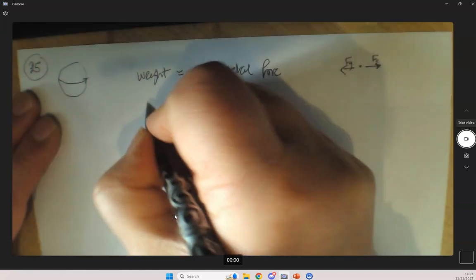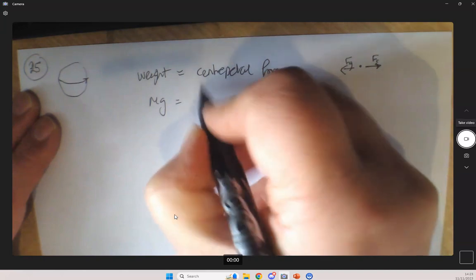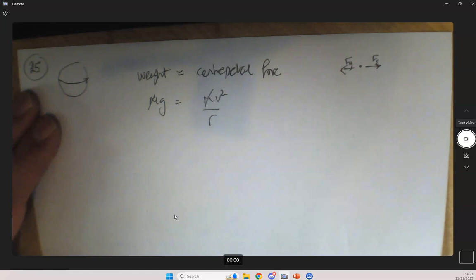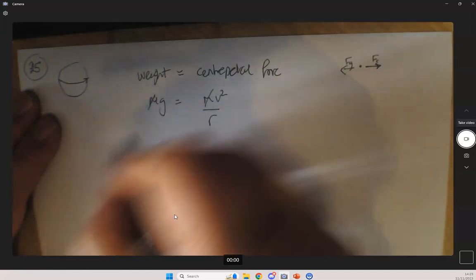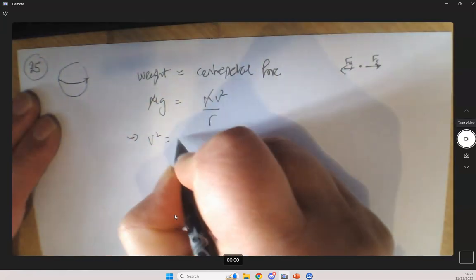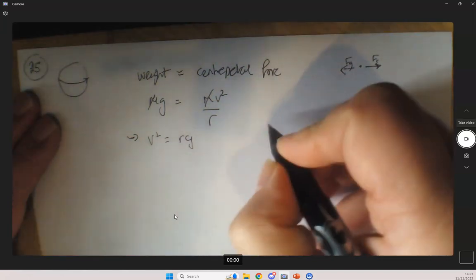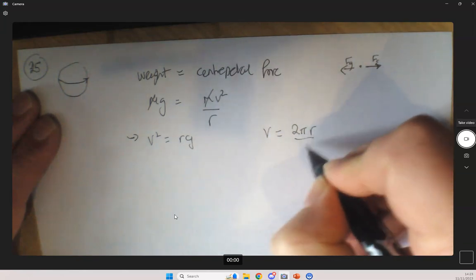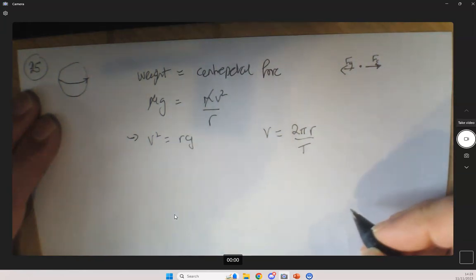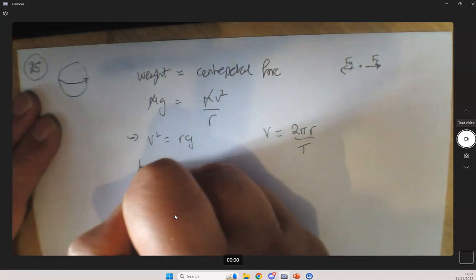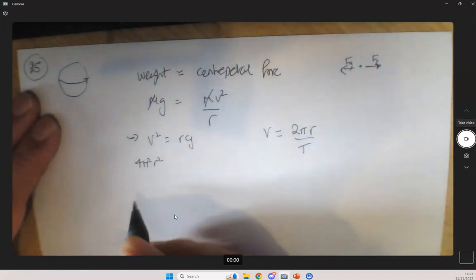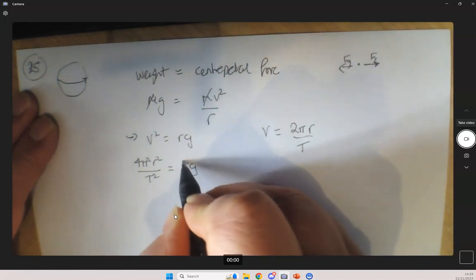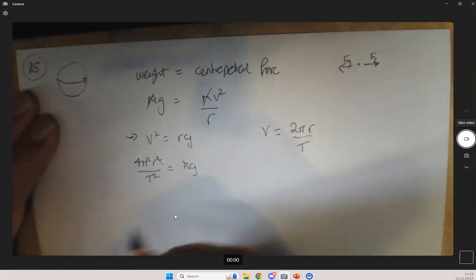So what I'm saying is my weight must be equal to mv squared upon r, and immediately I can get rid of the masses. Rearrange ever so slightly, and I've got v squared is equal to rg, and I know that my speed must be distance upon time, so that's the circumference divided by the period. Substituting that back in, I've then got 4 pi squared r squared upon t squared equal to rg. Cancel that r, cancel that r, and I'm going to rearrange.